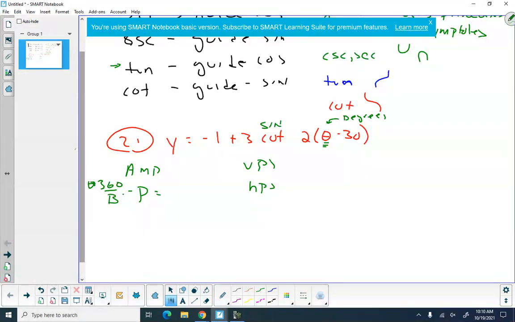So like we did with the trig functions we graphed last week, sine and cosine, what's your amplitude, what's your period, what's your vertical phase shift, what's the horizontal phase shift? There's nothing changed from what we had to begin with. What we did last week: we took our equation, we found the amplitude, the period, the vertical, and the horizontal phase shift.